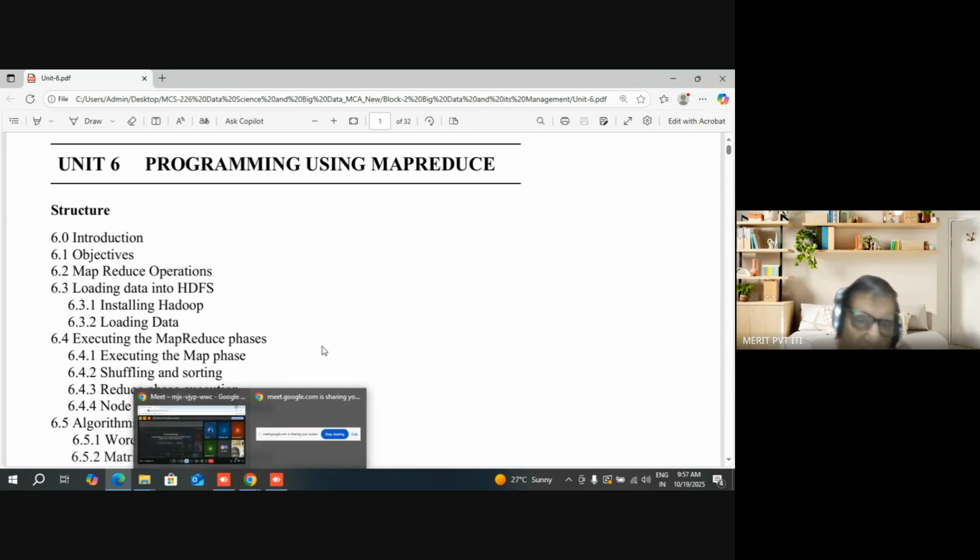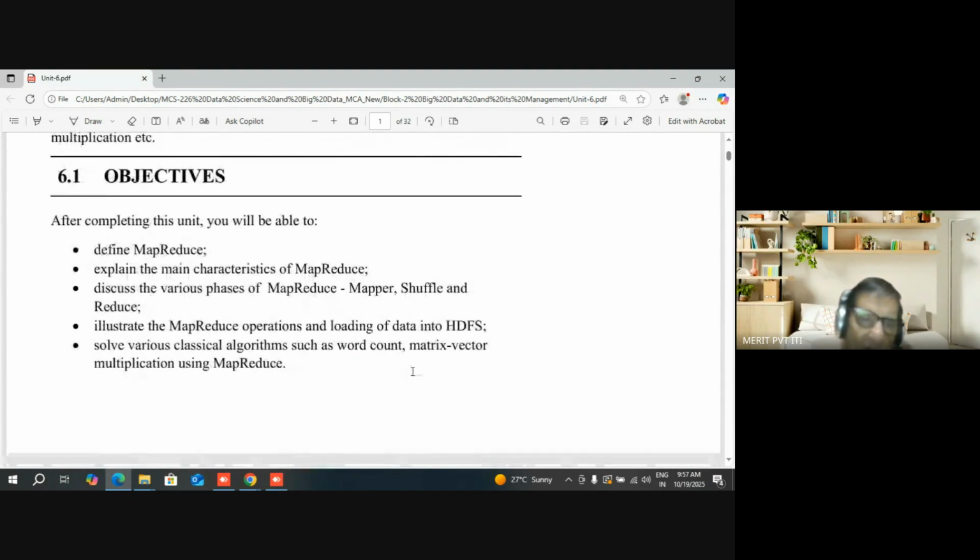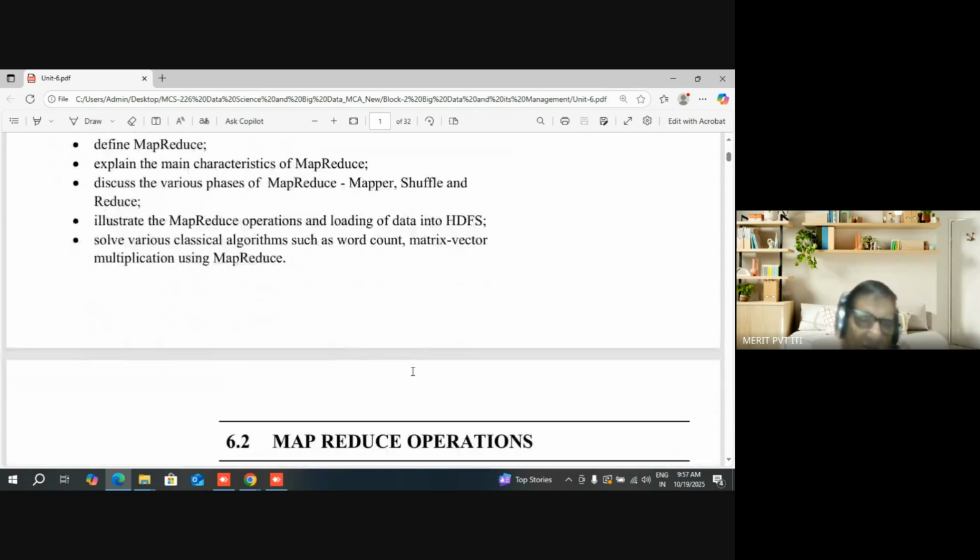So that's the basic and introduction. In unit 5, you have gone through the concept of HDFS, Hadoop Distributed File System, and all that. So you can say the objective is to define MapReduce, explain the main characteristics of MapReduce, then discuss the various phases of MapReduce: mapper, shuffle, and reduce. So illustrate the MapReduce operation and loading of the data into HDFS. So these are the things.